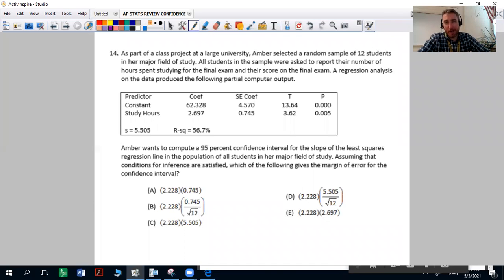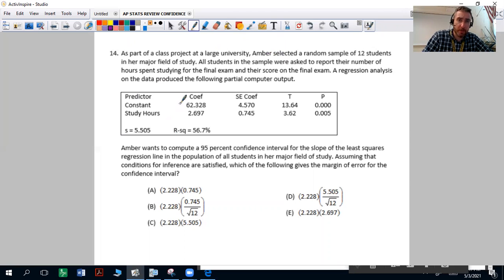Question 14, this is our last question in this section. Then you have one more review after this. As part of a class project at a large university, Amber selected a random sample of 12 students in her major field of study. All students in the sample were asked to report their number of hours spent studying for the final exam and the score on the final exam. A regression analysis on the data produced the following partial computer output.